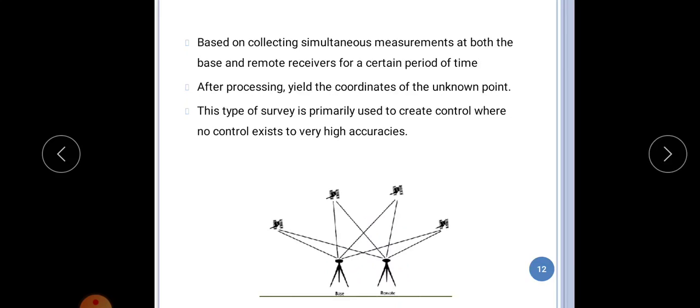Based on collecting simultaneous measurements at both the base and remote receivers for a certain period of time. So for a certain time period we are collecting the details from these satellites, and after processing we get the coordinates of the unknown point. After processing for some time it will give the coordinates of this unknown point. This type of survey is primarily used to create control where no control exists, to very high accuracies.